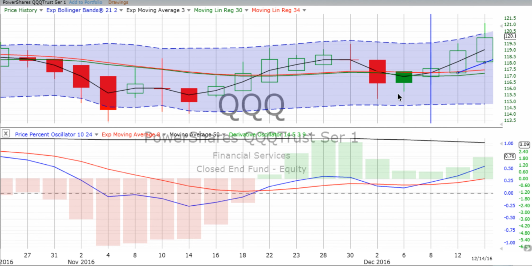If you can read charts, if you can understand candlesticks, derivative oscillators, price percent oscillators, Bollinger Bands, if you can start figuring these things out and understanding how they work in relationship to each other and develop your own rules, the world, my friends, is your oyster.